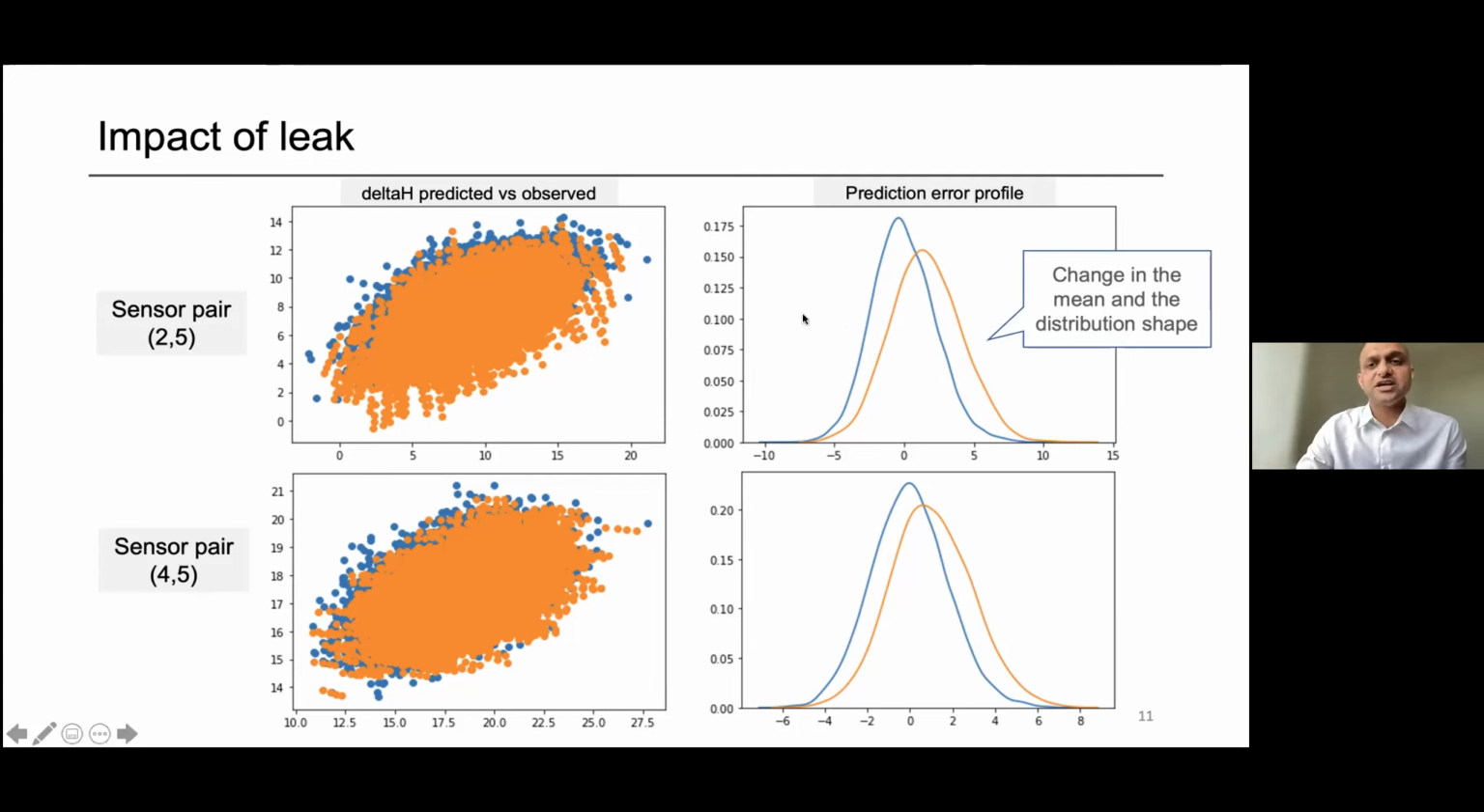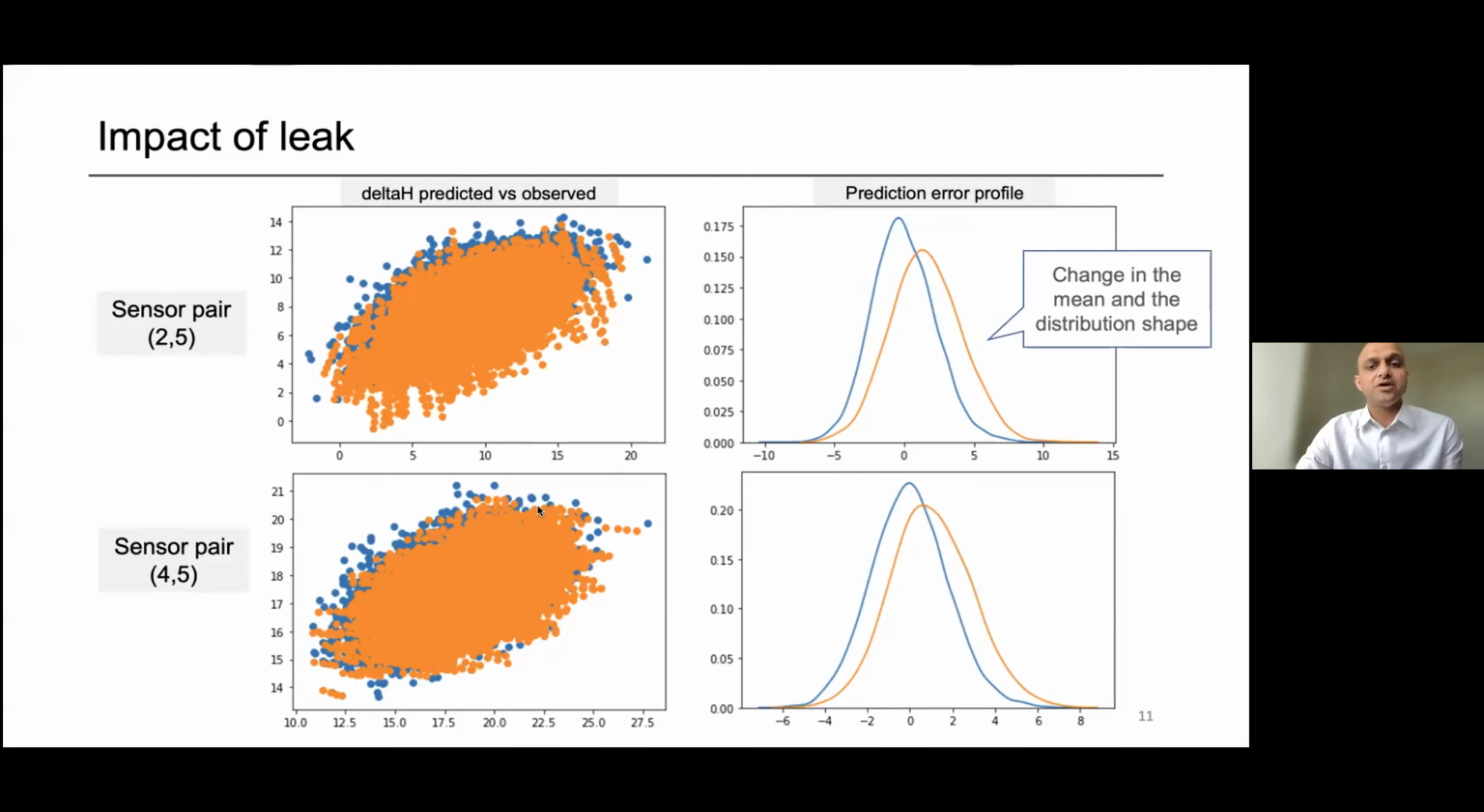So this error essentially is that you have delta H, which is observed from the sensor data, and then it is predicted using a linear regression model. And there is a difference between these. So there's the error, but the error profile changes when there is a leak. We also see that there's a shift in the mean, and there is also a slight change in the shape. And we'll later on see that we will use these statistical properties of these two profiles to further this work.